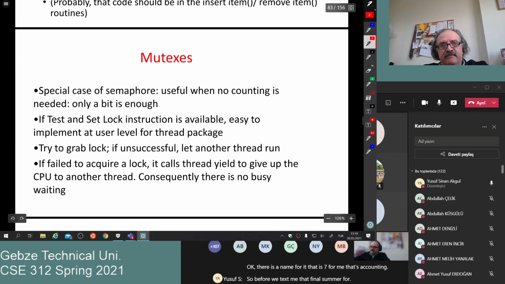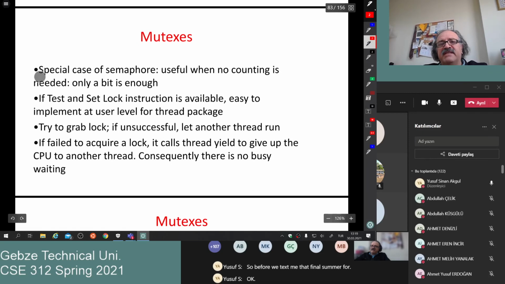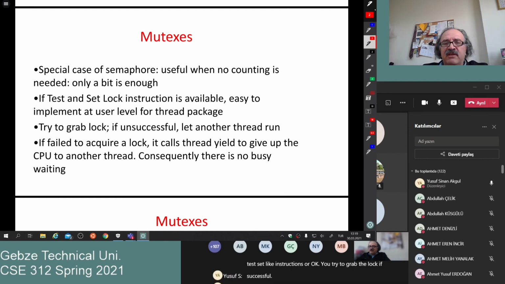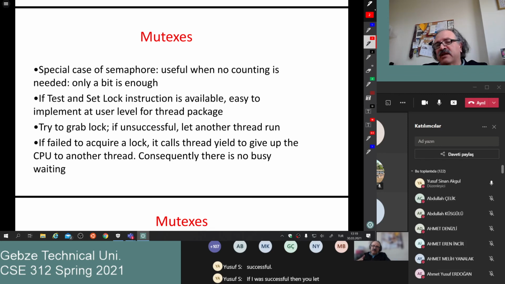Okay, so mutexes are a special case of semaphores, useful when no counter is needed, so only a bit is enough. Implementing the mutex is very easy with the test and set lock instructions. You try to grab the lock. If unsuccessful, then you let another thread run using the thread yield function.